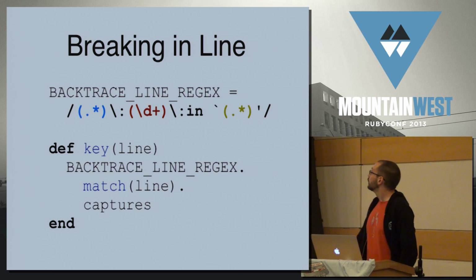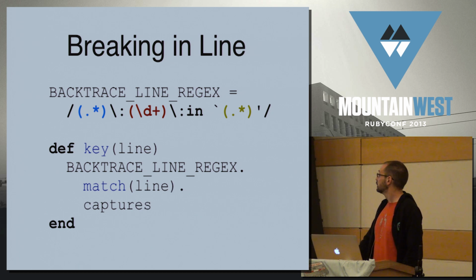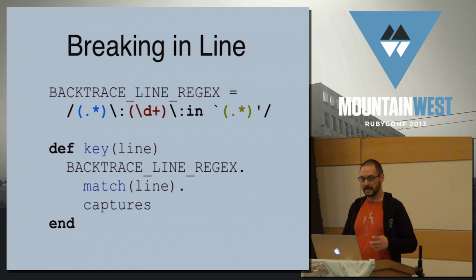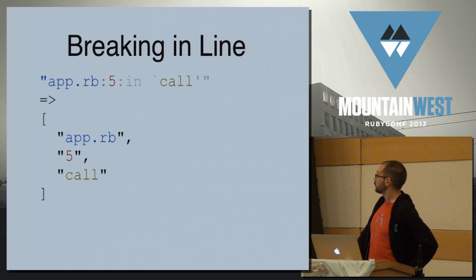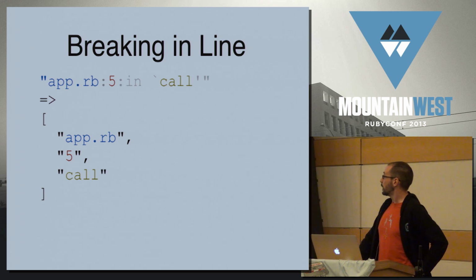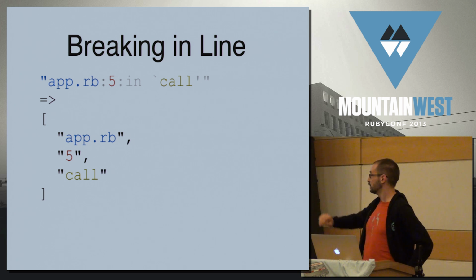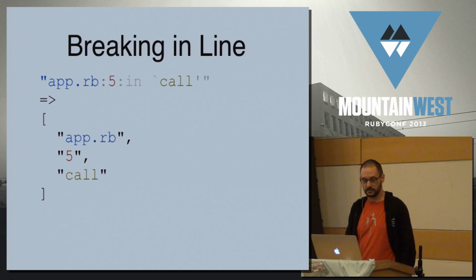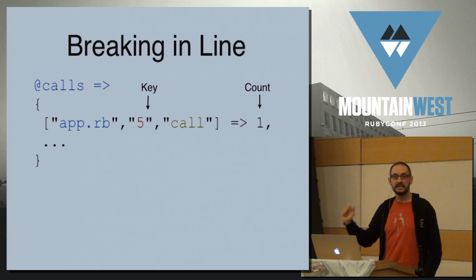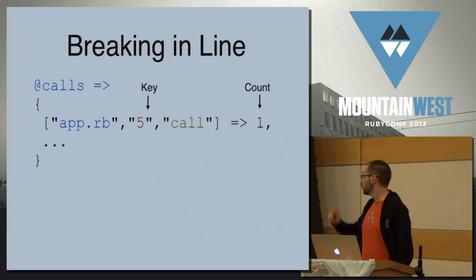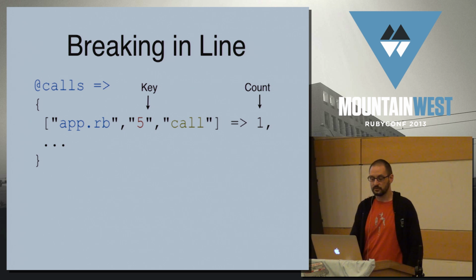To break that line up, we just use a very simple regex here, and for these purposes, we're just going to take the list of the captures that come out of the array there, and treat that as the key. So in the case of this particular line, the resulting key that we would come up with would have the app.rb, then line number 5, and then the call method that was happening there. When this goes into our hash, that's just going to be there as the key, that prior call that we had, and then we're going to have an incrementing count. Each time that we go through and do one of these sampling runs, we're going to increment that count.